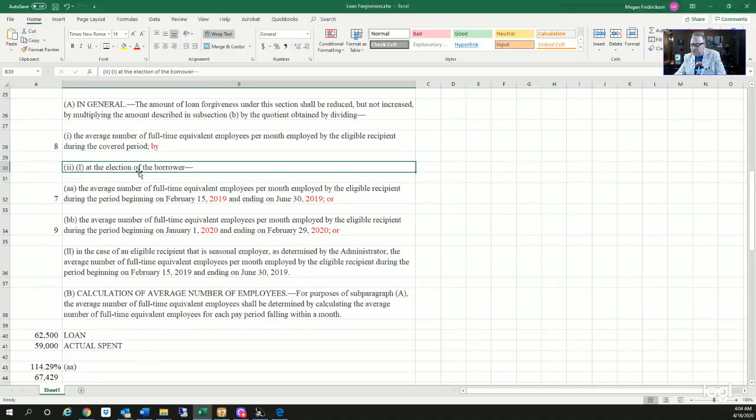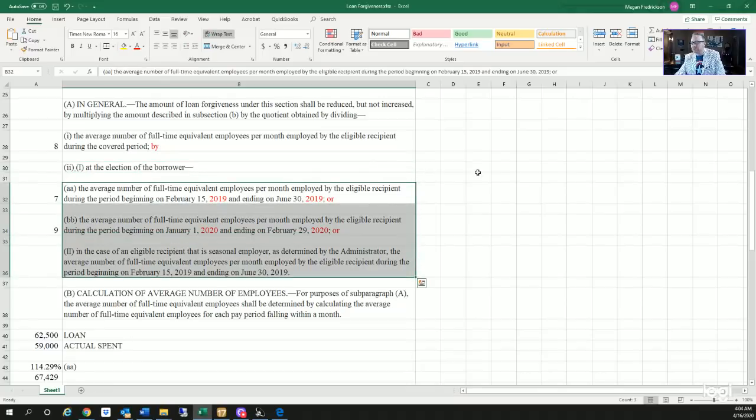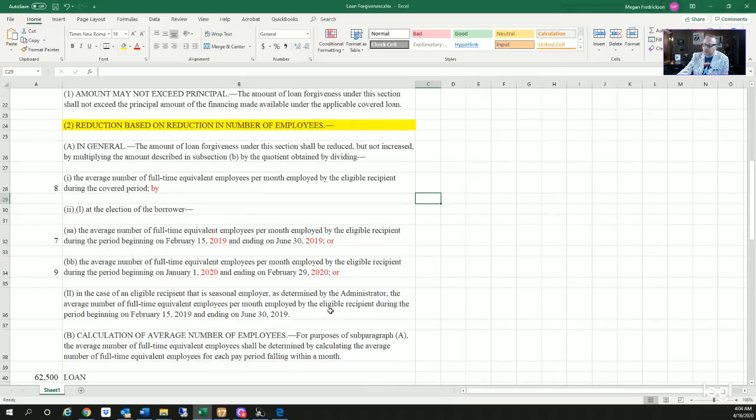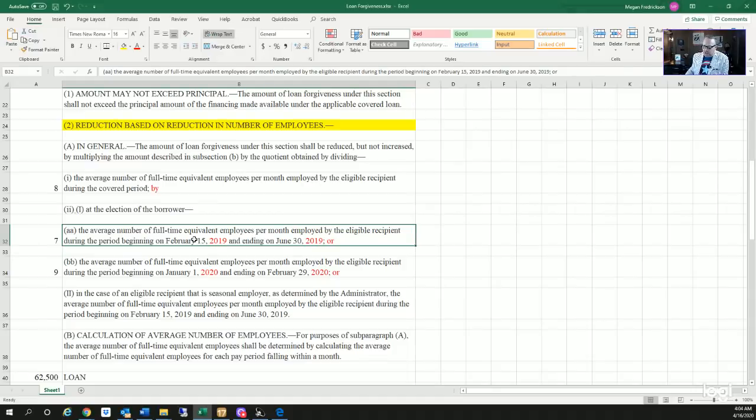So at the election of the borrower, we have these choices. Now, what are we talking about here? So let's just first break it down instead of trying to figure out what the election of what. Average number of full-time equivalent employees per month employed by the recipient during the period of February 15th, 2019 through June 30, 2019. Or you can take the average number of full-time equivalent employees per month employed by the eligible recipient during January 1st, 2020 to February 29th, 2020.